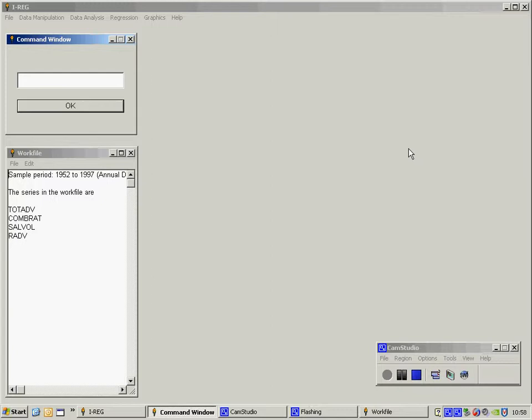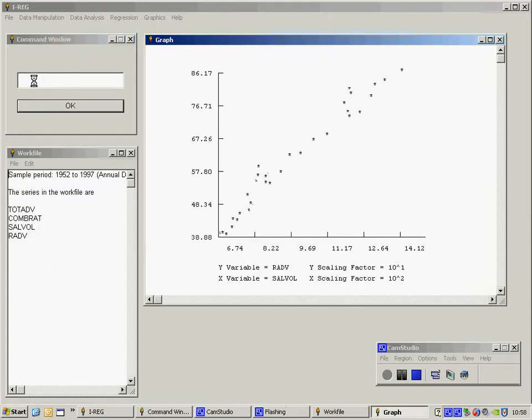Now I want to look at the relationship between this series and the total volume of sales. So the first thing I'm going to do is plot a scatter diagram of real advertising expenditure against sales volume. And this tends to confirm that we've got a pretty strong relationship between these two series here. You can see that they're pretty closely grouped around a straight line here.